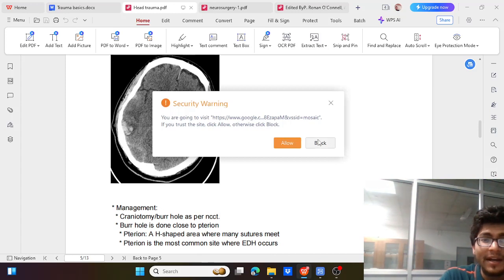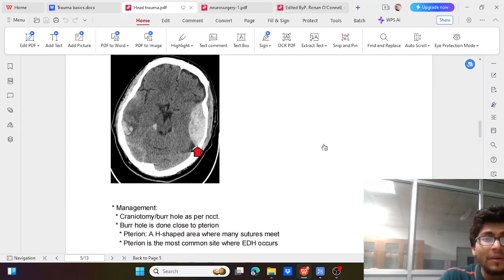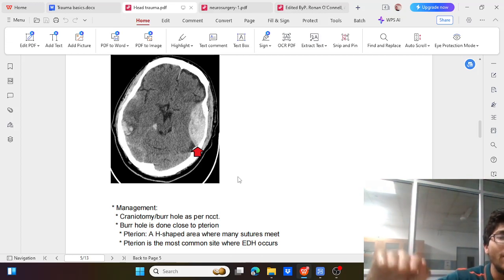Why does this not cross the suture line? It is because the dura is connected to the sutures and does not allow the spread of hematoma across the suture line. So therefore they will be limited by the suture.